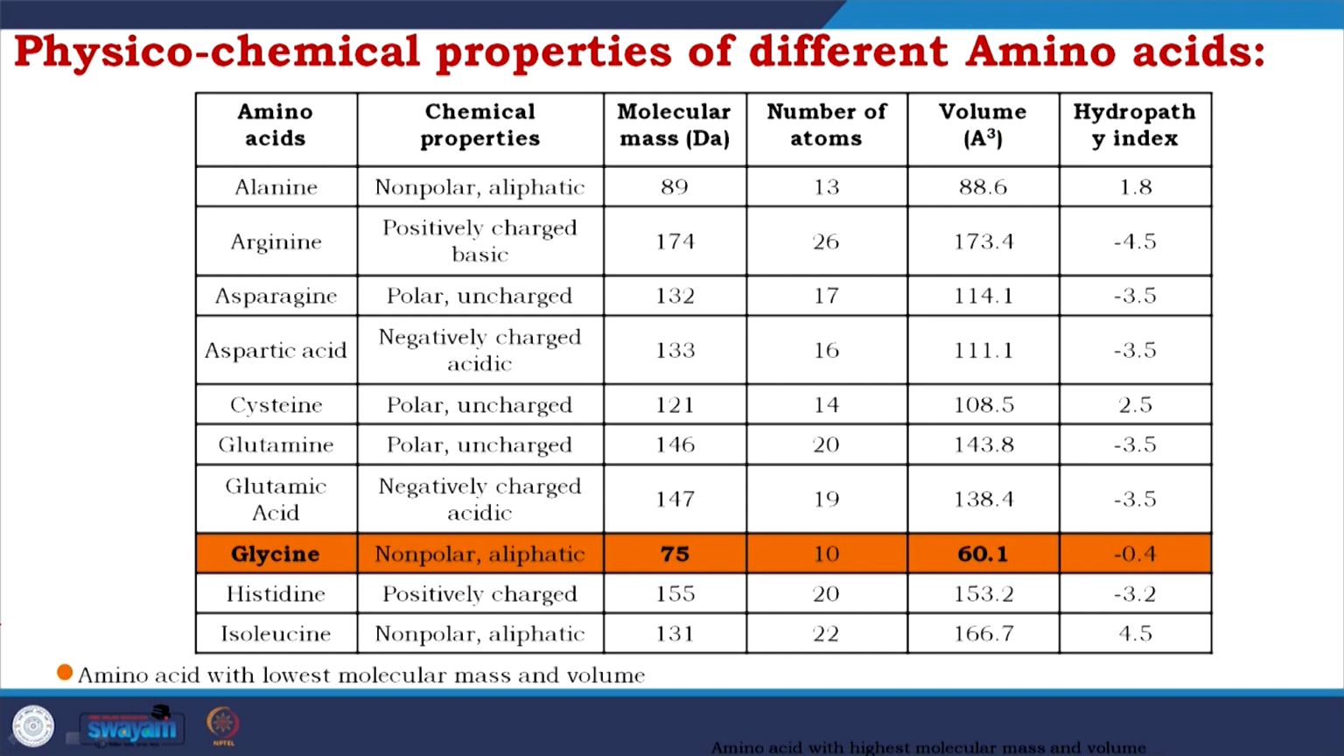The molecular mass of alanine is 89, arginine 174, asparagine 132, aspartic acid 133, cysteine 121, glutamine 146, glutamic acid 147, glycine the smallest 75, histidine 155, isoleucine 131.